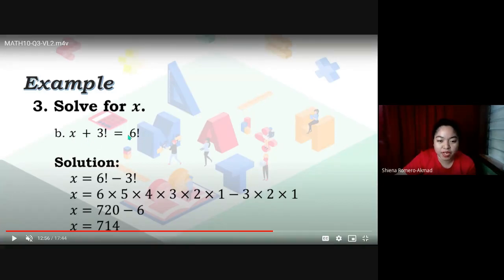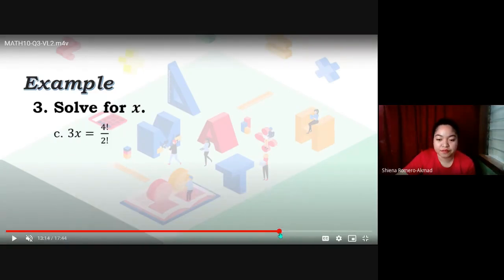So from positive, it will become negative. Then you have to get 6 factorial. And 6 factorial is 720. Now, what is 3 factorial? 3 factorial is 6. 720 minus 6 is 714. Meaning, the value of the variable x is 714. Okay? Next.